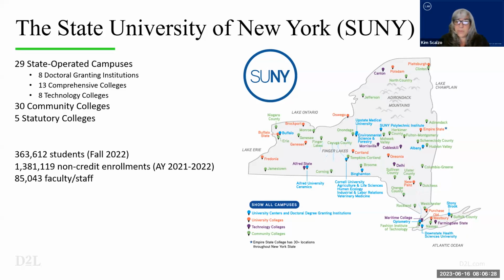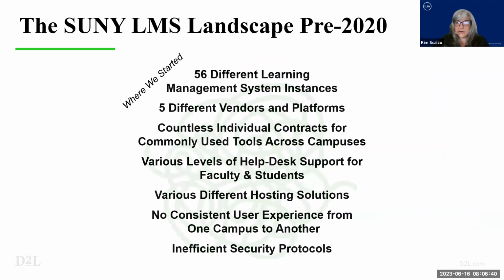We have just over 360,000 students enrolled in credit-bearing or degree-seeking programs, and we have just under 1.4 million enrollments in non-credit programs. We are a big system with a complex structure, wide range of learning activities, and diverse set of learners. So this is where we began.